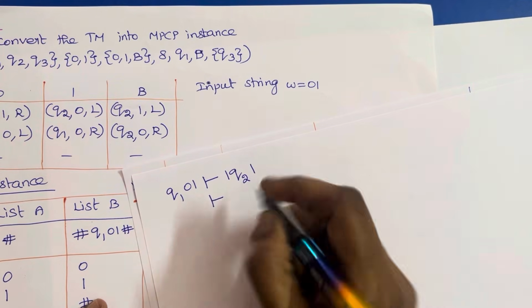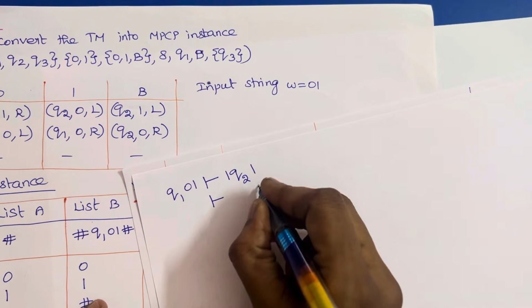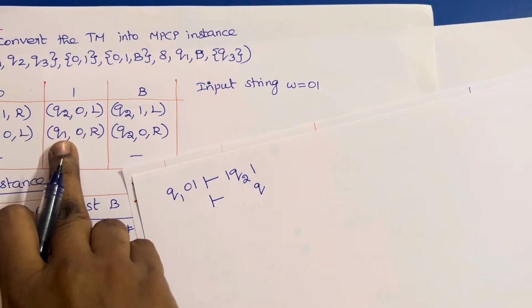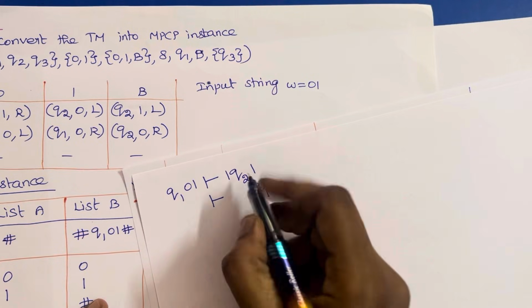Then in the next step Q2 and 1, so we have to refer this. Move is right move, so we have to write the state here. State changed to Q1 and the tape symbol 1 is replaced by 0.